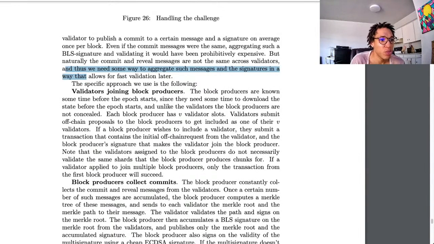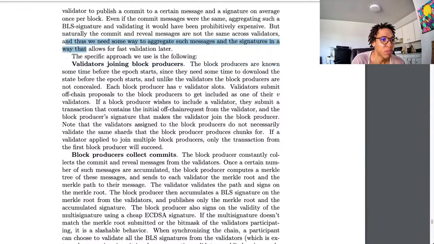The specific approach we use is the following. Validators joining block producers. The block producers are known sometime before the epoch starts. Remember, here the epochs are days, not a few seconds like in ETH2, since they need some time to download the state before the epoch starts. So the block producers are downloading not the entire state of the blockchain, but the entire state of the shards that they need to be producing the next block for, I'm pretty sure. Or the last block so that they can verify them and produce the next block.